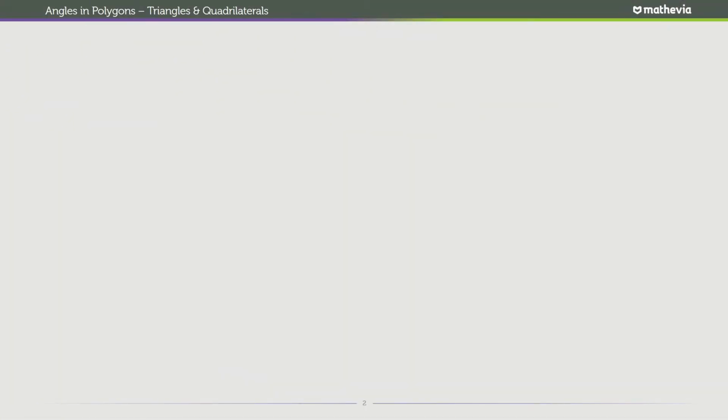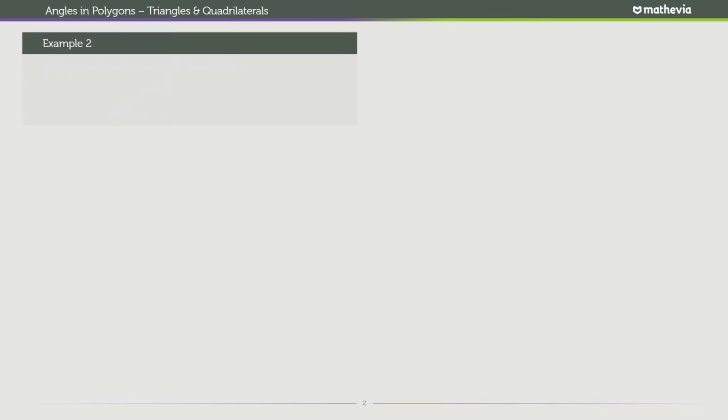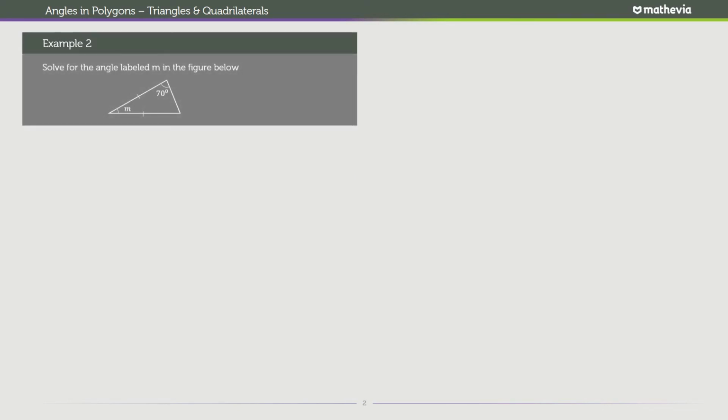Example 2. In example 2, we have solve for the angle labeled M in the figure below. So we have this triangle, and if you look closely, I believe you'd agree with me that this is an isosceles triangle because we actually have two sides equal. There are some markings that show that just two sides are equal. We're looking to solve for the angle M. We're given just one angle, however, so we can't apply the 180-degree law just yet, because we don't know what the other angle is.